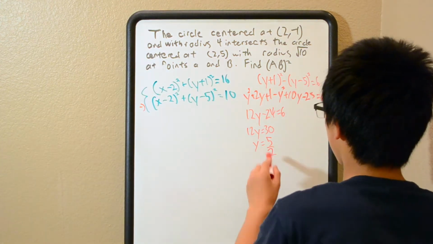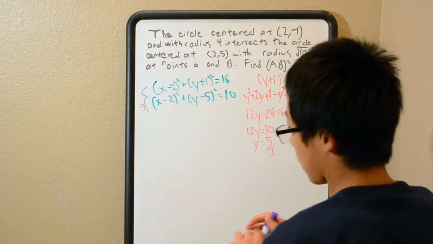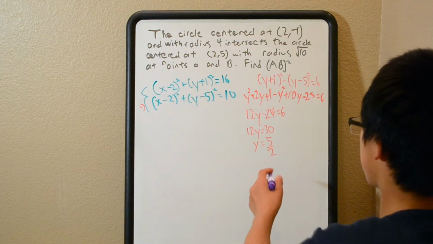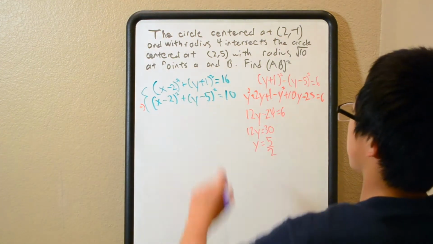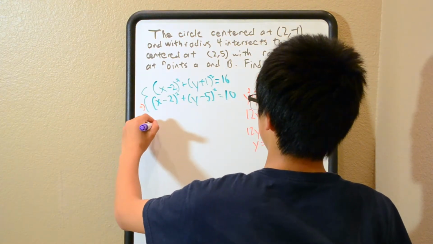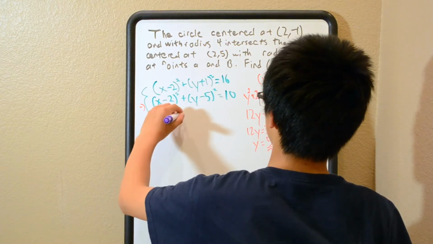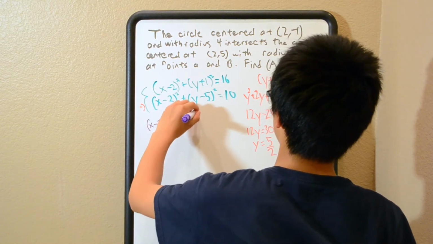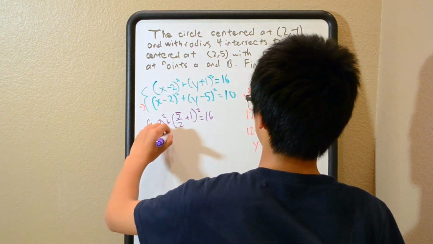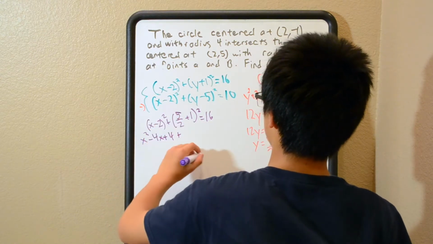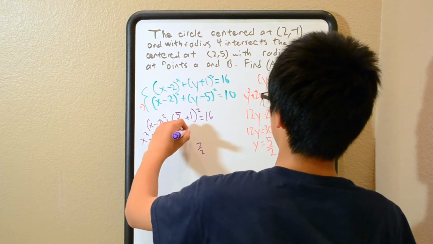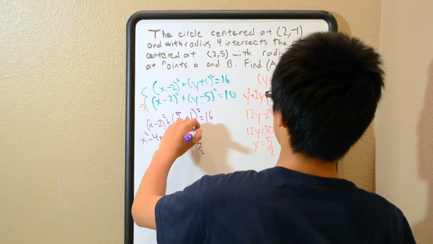Okay, so now we've solved for y. We need to plug that in to find the x values. So we can substitute y = 5/2 into the circle equations. Let's do that to the first. We get (x - 2)² + (5/2 + 1)² = 16. So 5/2 + 1 is equal to 7/2, so plus 49/4 is equal to 16.